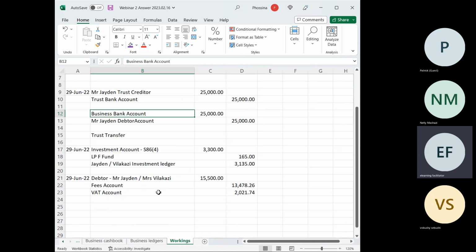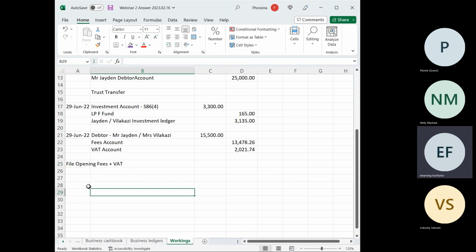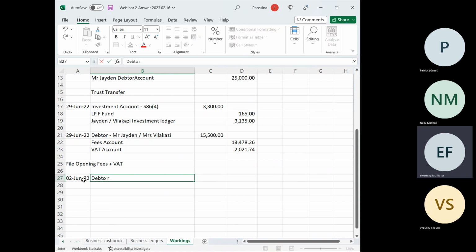Let me just illustrate probably. File opening fees plus VAT. So initially we said we are recording our fee plus VAT. So our data in this case, it's what? Met Attorneys.